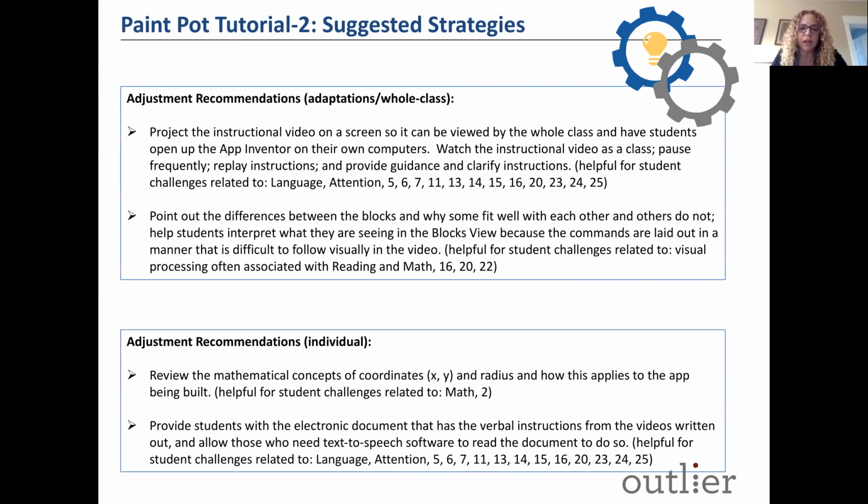And individually, you might find that you have to review the concept of coordinates. Have to back up a little bit, make sure they understand that, and then see how that translates to what you're doing here. And the same thing with the idea of radius. And then if the kids are going to be using the instructions on their own, or reading what's in the student materials on their own, allowing them to use text-to-speech software that's often built into computers, the idea that you could highlight the text and it reads it back to you, or walk around the class and read certain things back to students who may have trouble reading on their own.